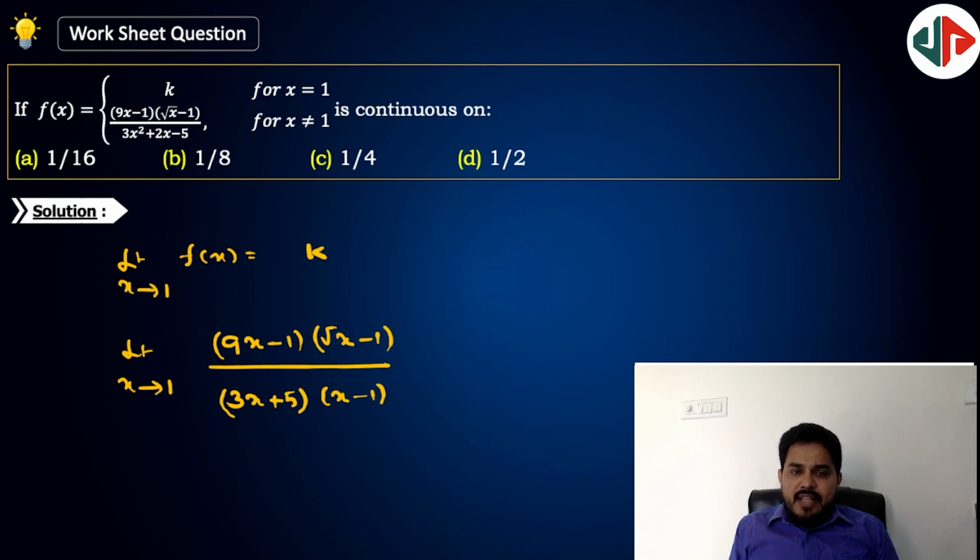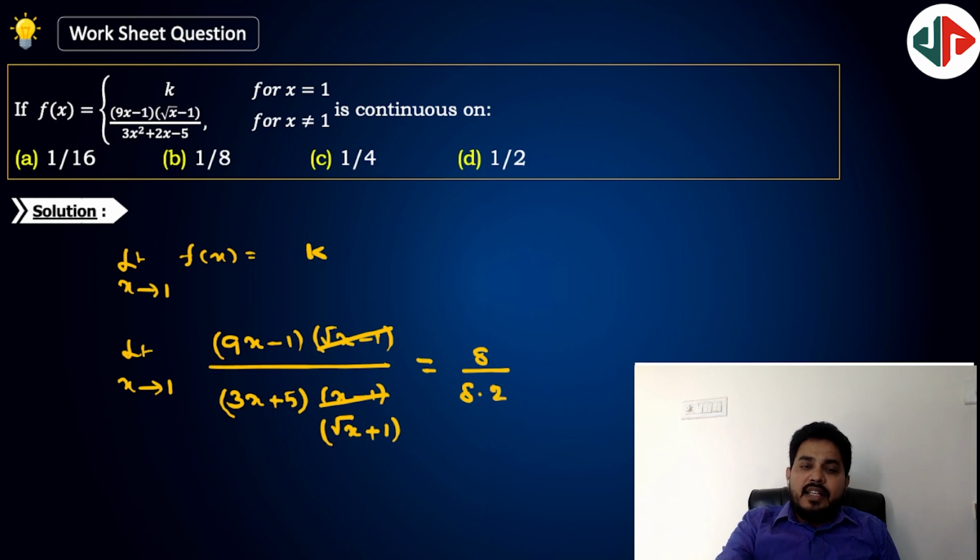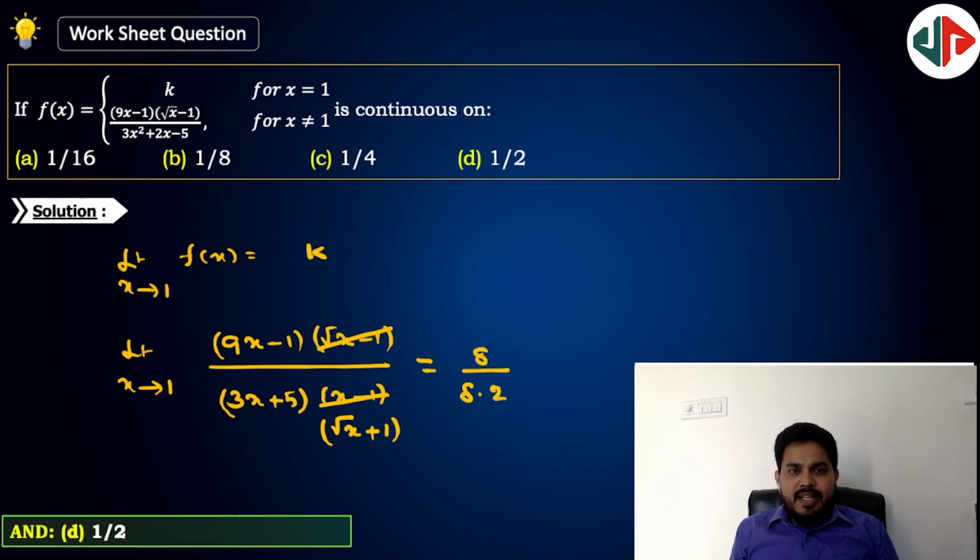When you cancel root x minus 1 with x minus 1, you will be getting root x plus 1. Now this is the term because of which you were getting 0 by 0. Substitute x is equal to 1: 9 minus 1, 8, by 3 plus 5, 8, into 2. So the answer is equal to 1 by 2.